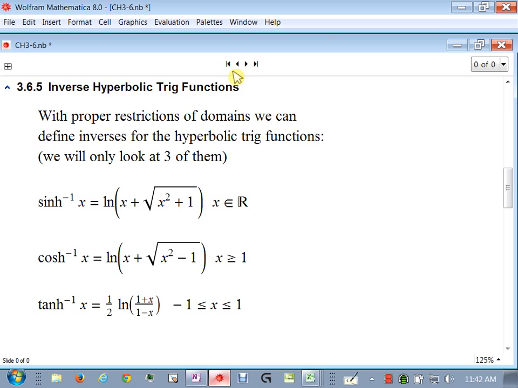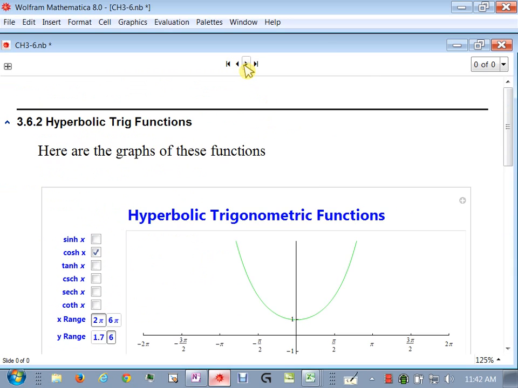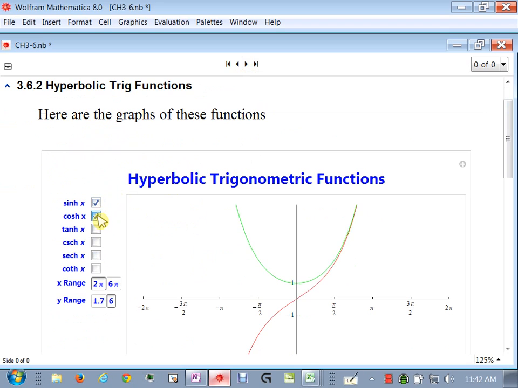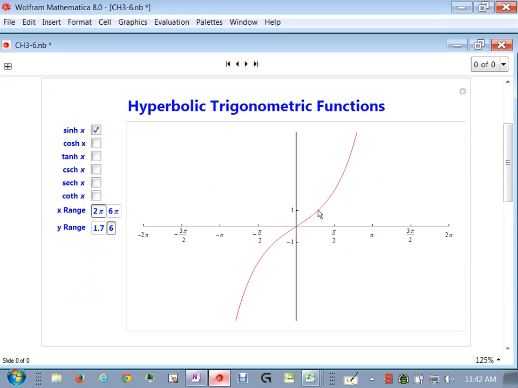If you go back to the beginning, when I was showing you the pictures, look at this one. That's the hyperbolic sine. Does it look like a function that has an inverse? Yes, it looks like it passes both the vertical and horizontal line test. So that one we shouldn't have to worry too much about restrictions when we talk about its inverse. But when we look at cosine hyperbolic, absolutely that does not pass the horizontal line test. So there will be some domain restrictions there.